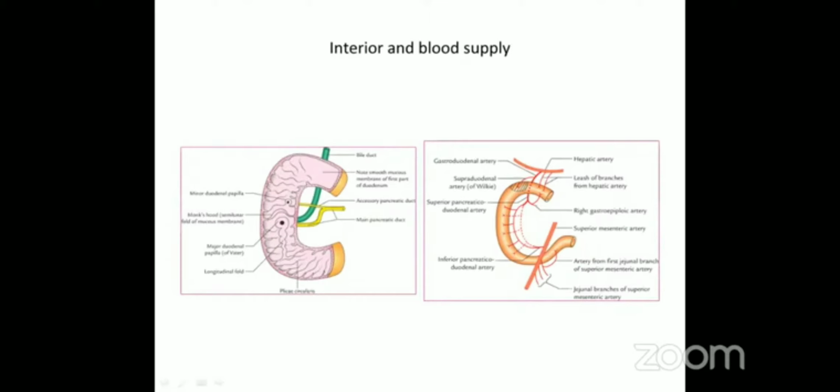Then coming to the arterial supply. Now, some part of the second part of duodenum develops from foregut, and after that it develops from midgut. So two arteries are supplying it: branches from the celiac trunk and branches from the superior mesenteric artery, and these anastomose to supply it in the form of superior pancreaticoduodenal and inferior pancreaticoduodenal. So the basis for this blood supply is its different development.